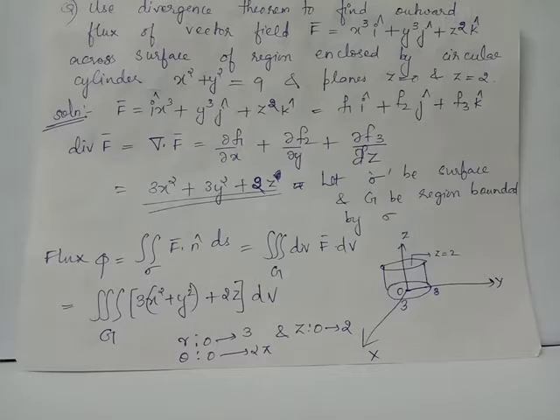Use divergence theorem to find out the outward flux of the vector field F bar, which equals x cube i plus y cube j plus z square k across the surface of the region enclosed by circular cylinder x square plus y square equals 9 and the planes z equals 0 and z equals 2.